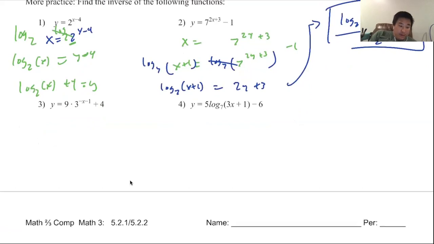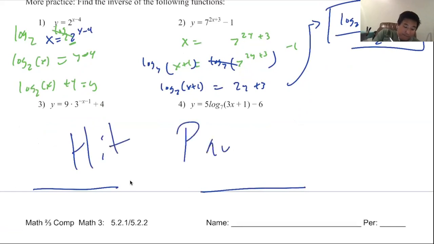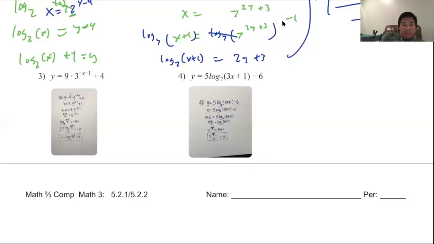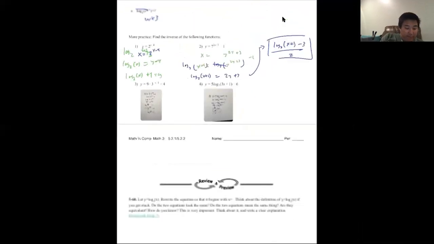Go ahead and try 3 on your own and try 4 on your own. Hit pause. Try them on your own. And here are the answers for you if you wanted to see them. So that is 5.1. So here's homework.